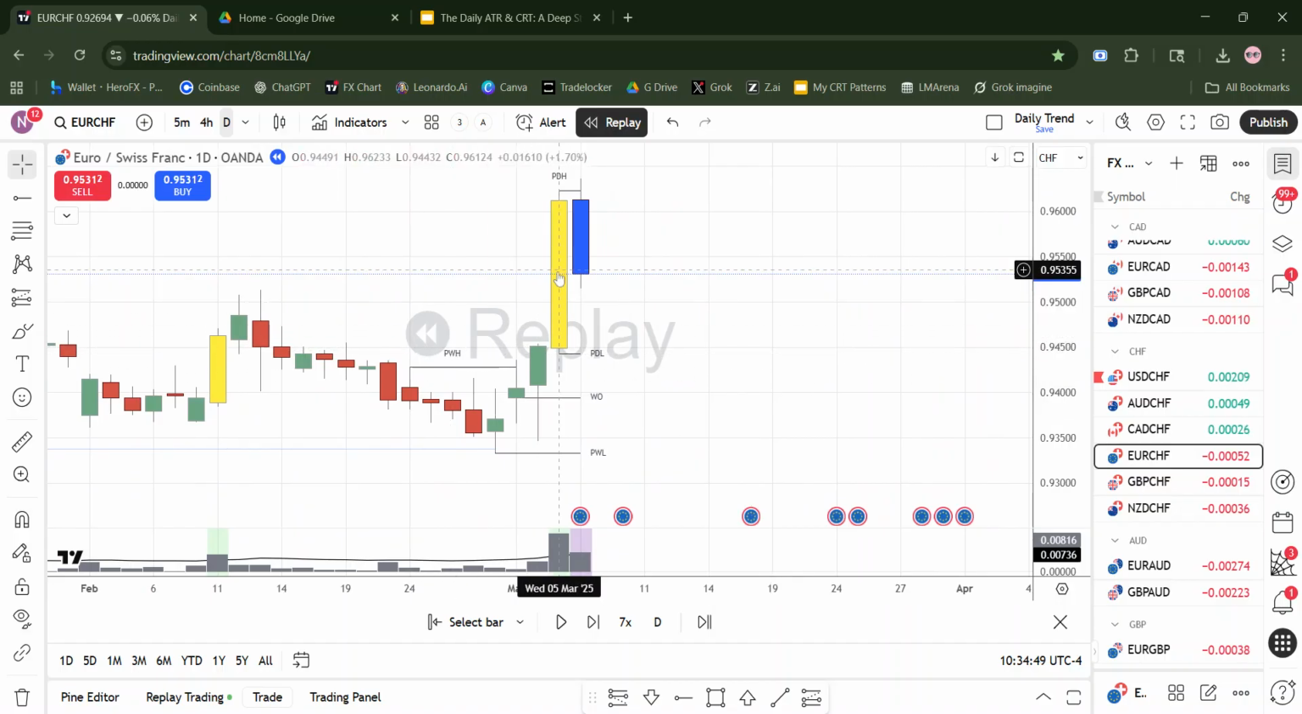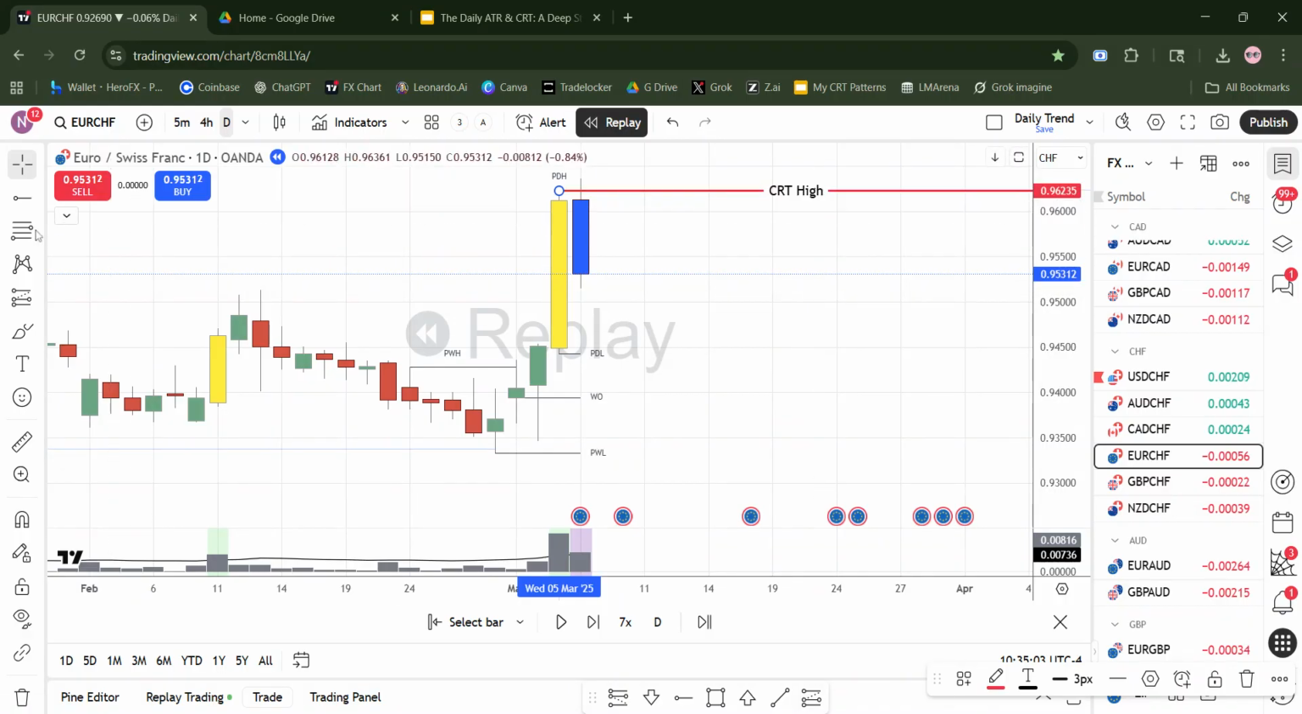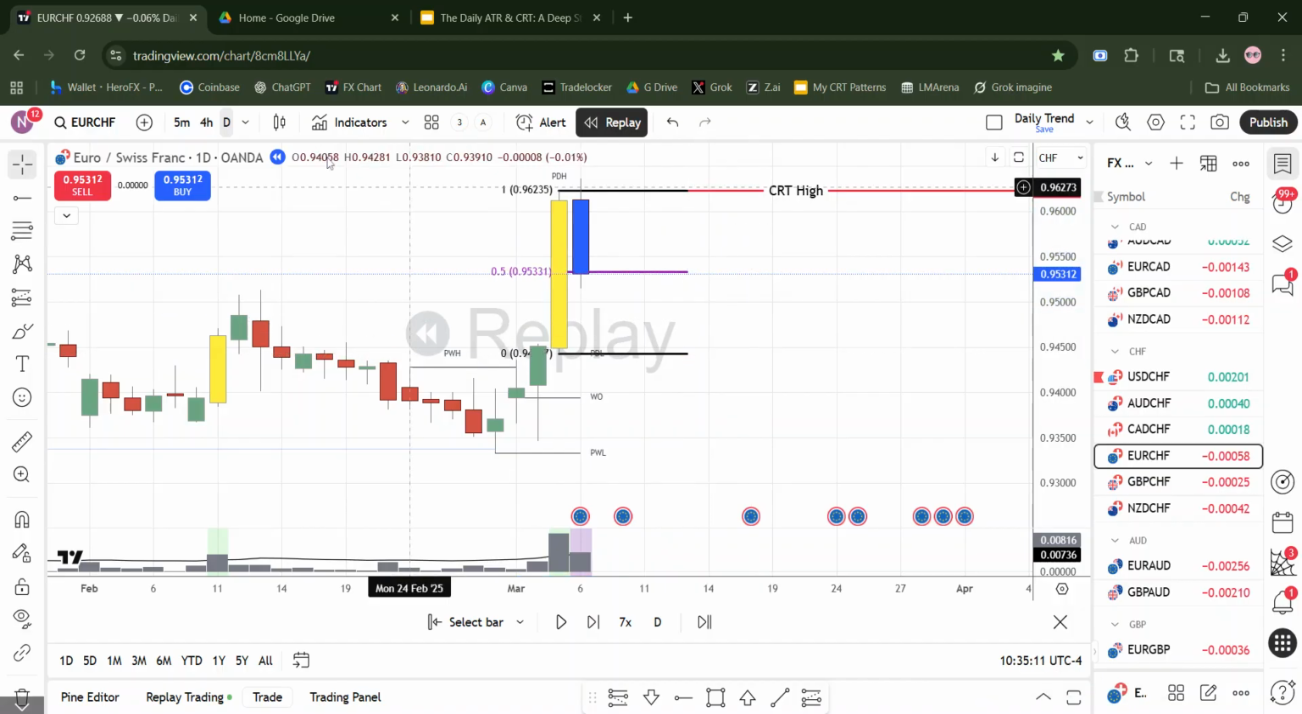So let's just see our entry. So once again, ATR candle right here above the prior week high. This was on Wednesday. So Thursday, we're looking for price to go down to the middle of the range, ideally. Okay, so we'll mark the high and we'll mark the middle. I'm not going to mark the lows anymore, only because I'm only trading to the middle. I don't need to see the range completed.